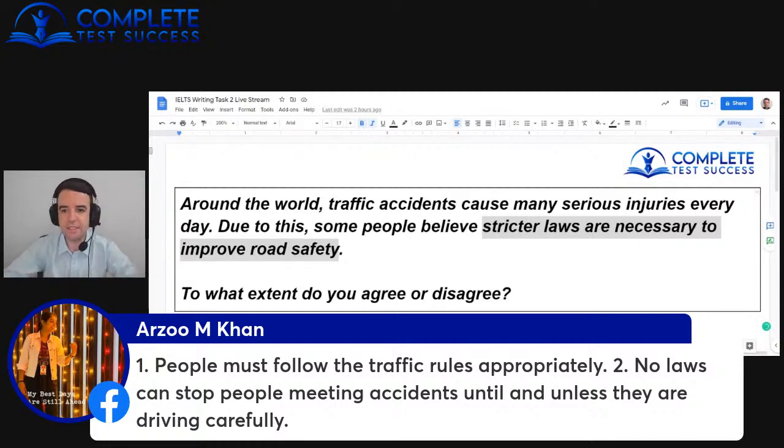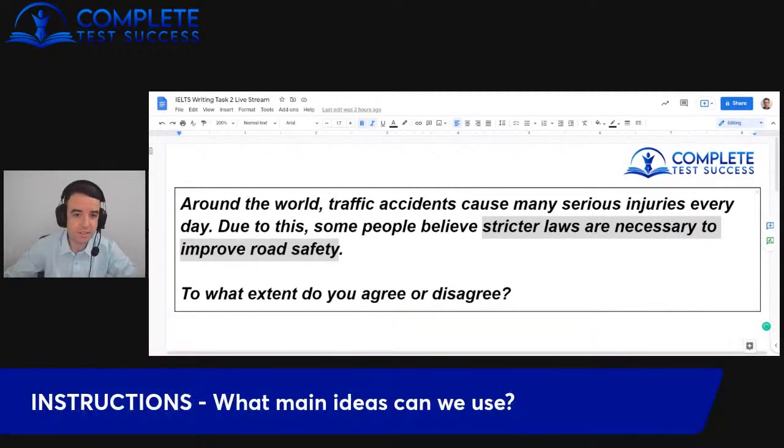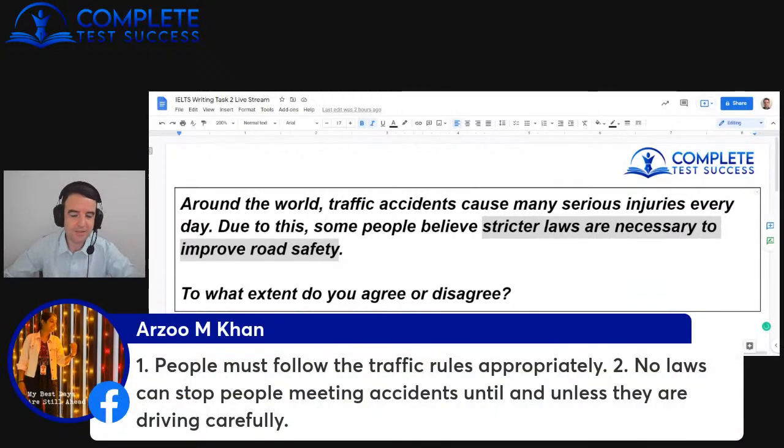So the first thing you need to be very clear on is what the question is asking you to agree or disagree with. And sometimes it's easier to just make it into a sentence like that. So what are you agreeing with? I agree that stricter laws are necessary to improve road safety, or I disagree that stricter laws are necessary to improve road safety. So make sure you're clear on what you're actually agreeing or disagreeing with.